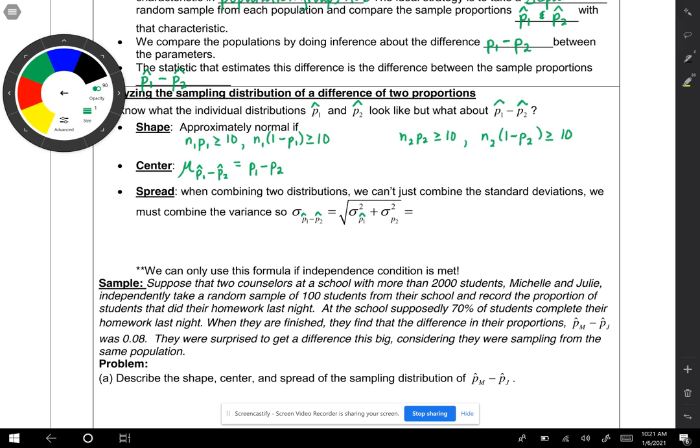And so the formula is on the back of your formula sheet. So I'm looking at it right now, and it's under for two proportions. So that formula is listed, and so you don't have to memorize it.